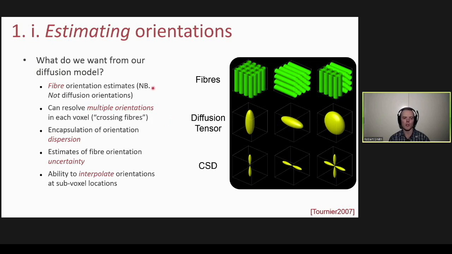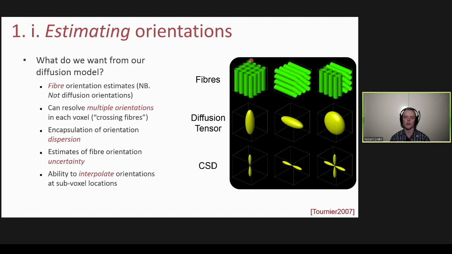One is that we want to actually yield estimates of fiber orientations. This is a slightly nuanced distinction from diffusion orientations. I won't bore you with that. A big one here is that you really need to be using a model that can resolve multiple fiber orientations in each image voxel. This is very frequently referred to as the crossing fiber problem. The first proposed model that could provide these orientations was the diffusion tensor model.